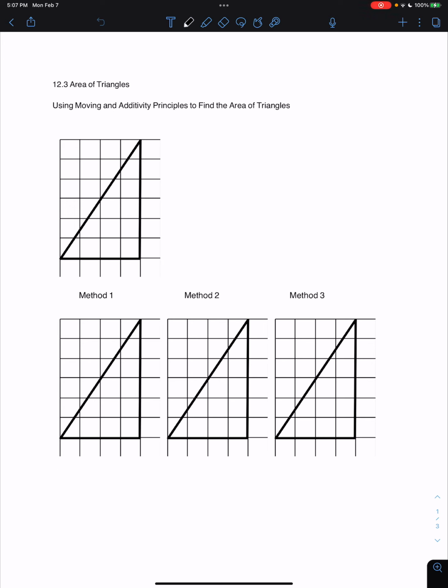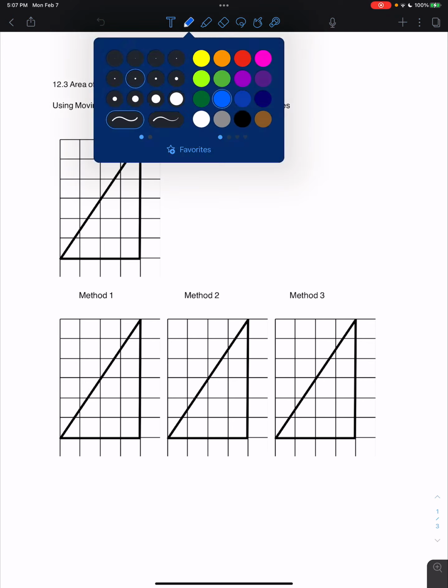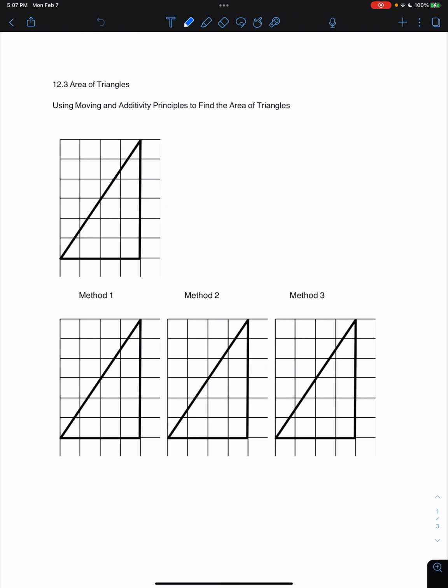So here I have a triangle. We could count up the squares just like we did with a rectangle. However, we have a little problem because we have some pieces that are not complete squares. They're parts of squares, and we don't even know how much of a part of a square that is. But what we can do is use the moving and additivity principle to turn these parts of squares into actual squares. So that's what we're going to do. We're going to use 3 different methods.